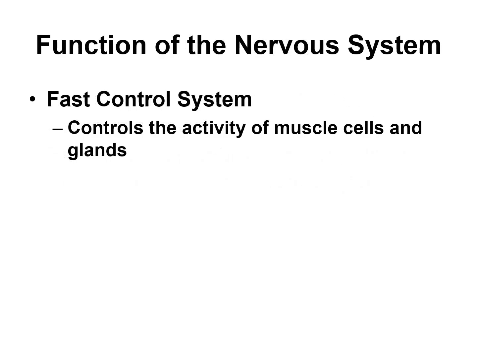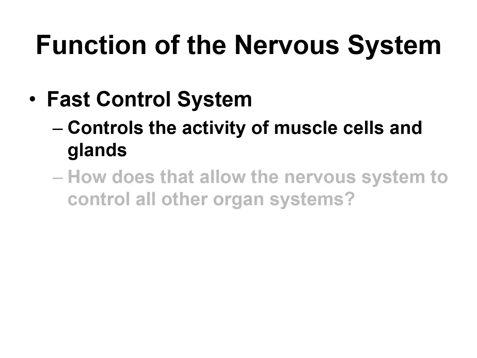First, let's understand the function of the nervous system. The nervous system is often referred to as the fast control system of the body. It responds in milliseconds to stimuli or changes, and it exerts its influence by controlling the activity of muscle cells and glands. If you remember, effectors are muscles and glands. So the nervous system controls glands and muscles by controlling the cells that make up those glands and muscles.